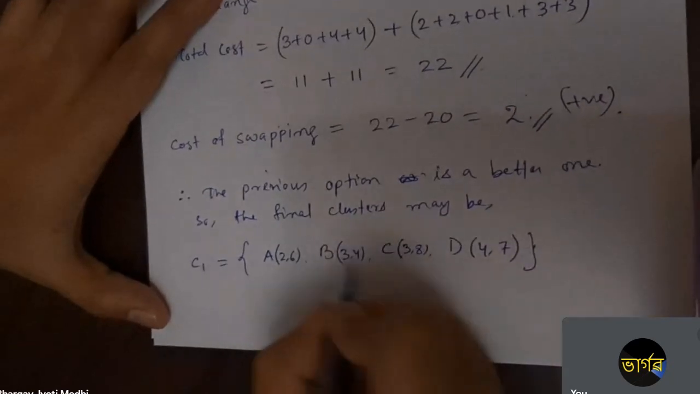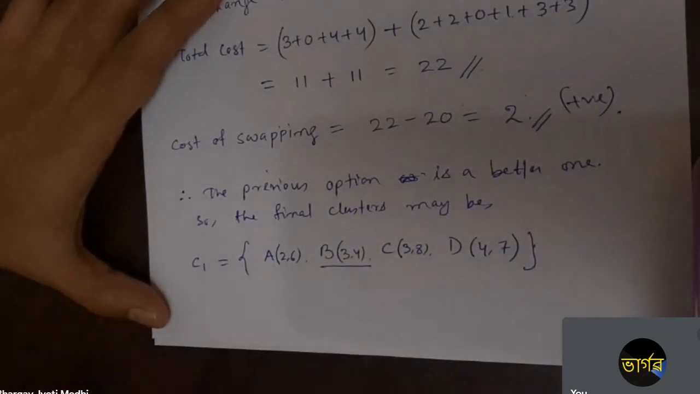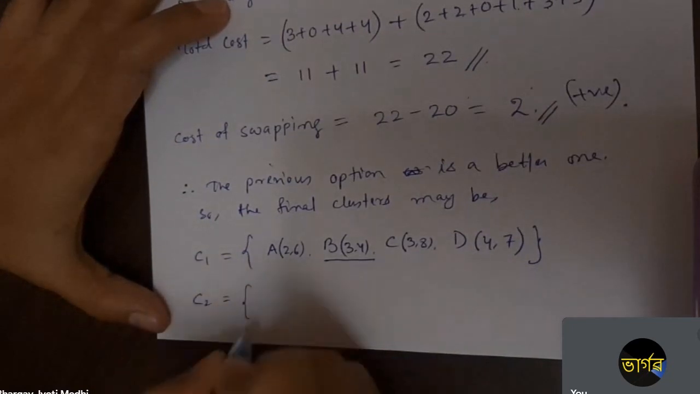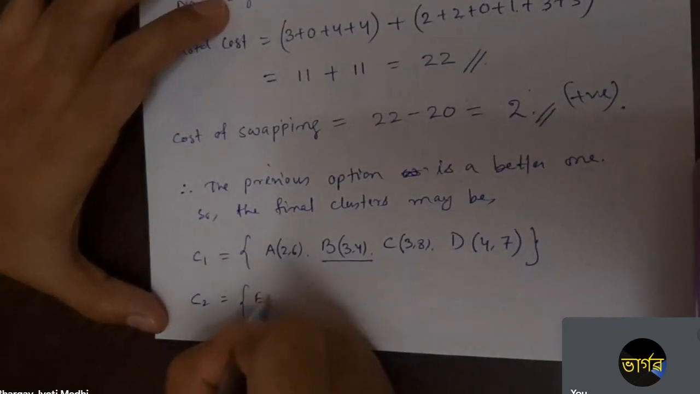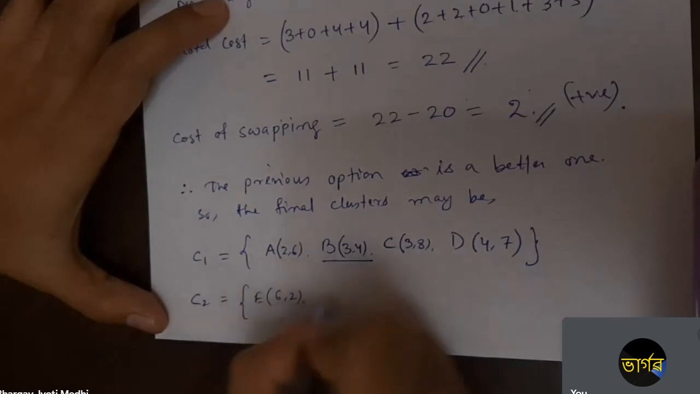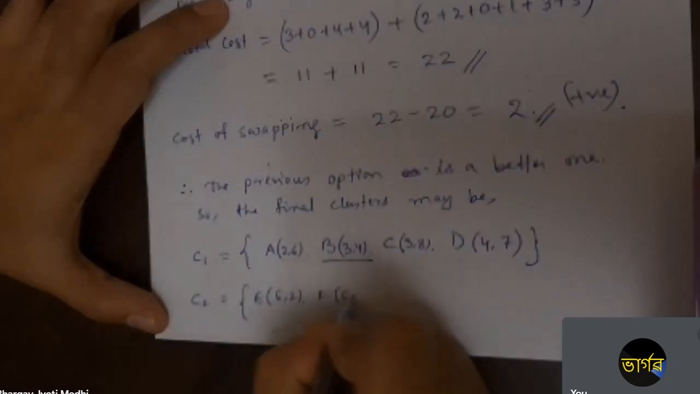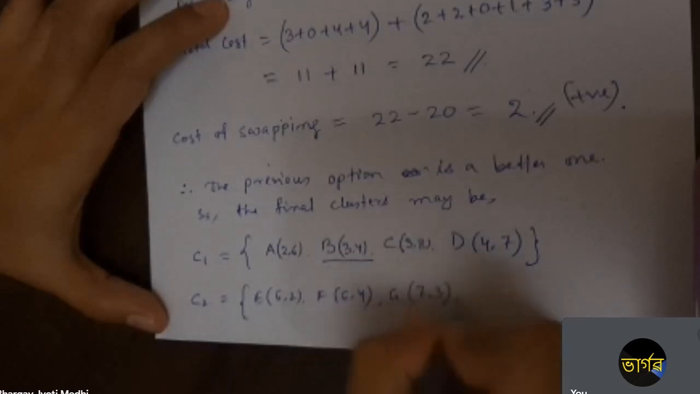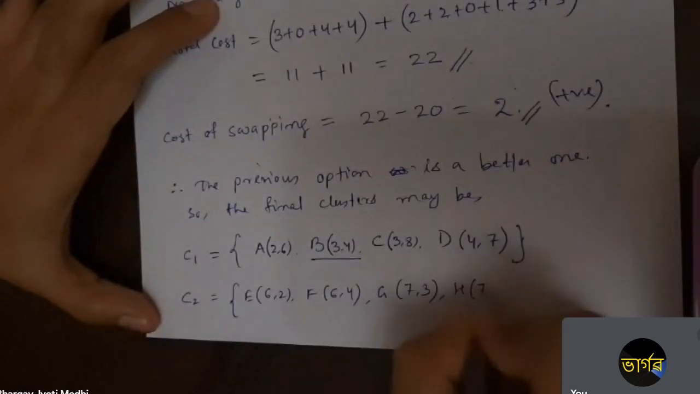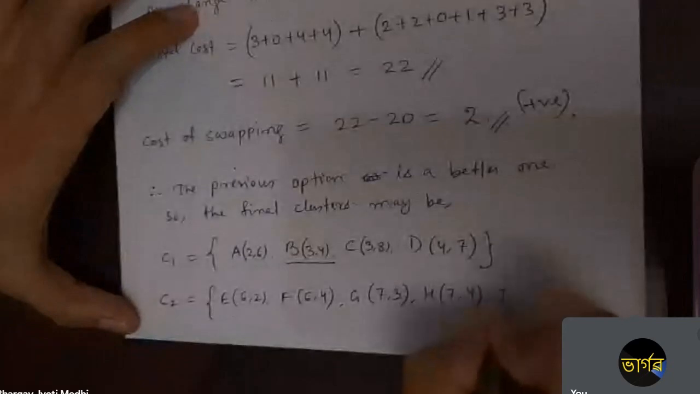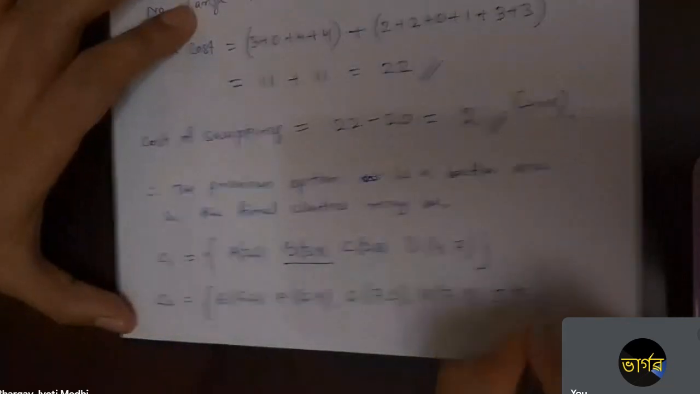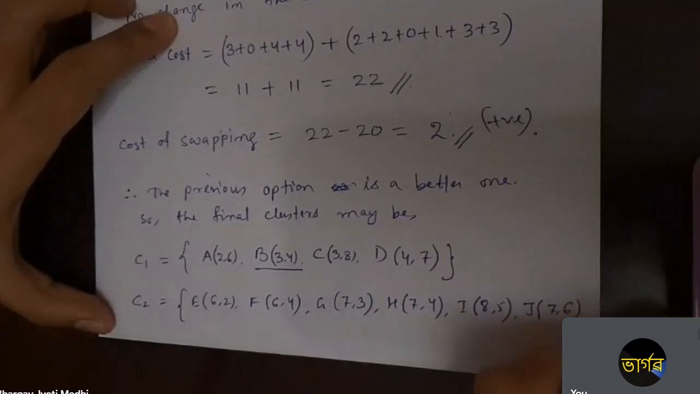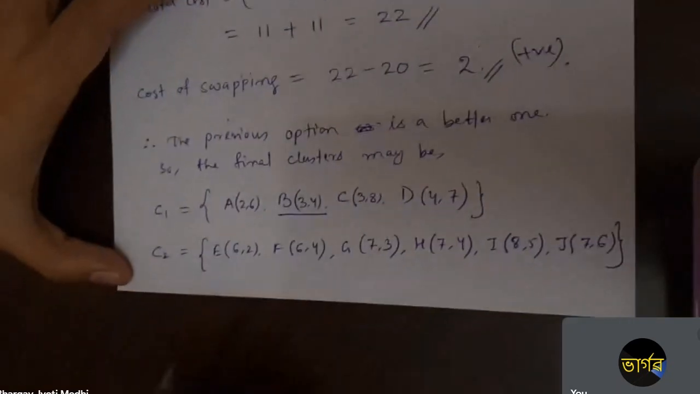Cluster 2 will be E 6, 2; F 6, 4; G 7, 3; H 7, 4; I 8, 5; and J 7, 6. This is the second cluster. The midpoint we keep is H, not G.